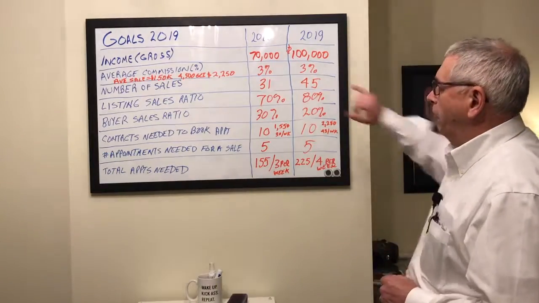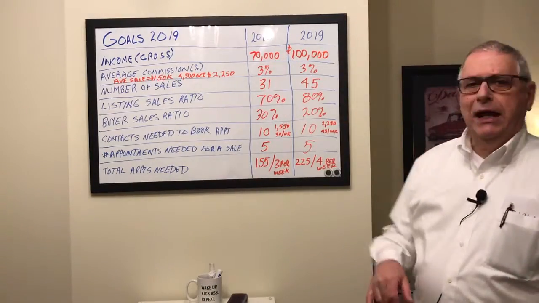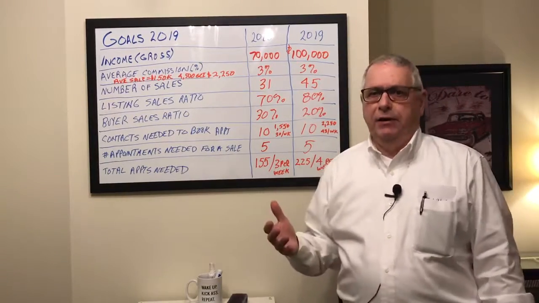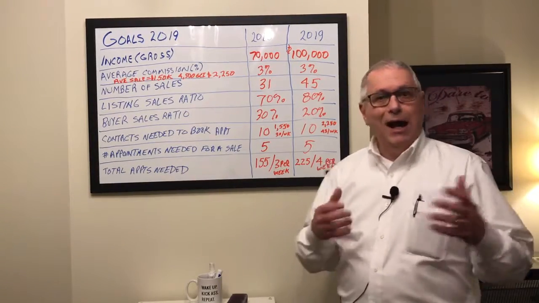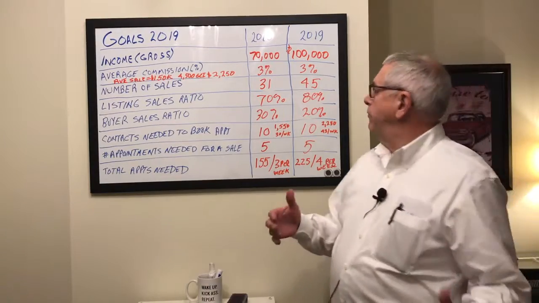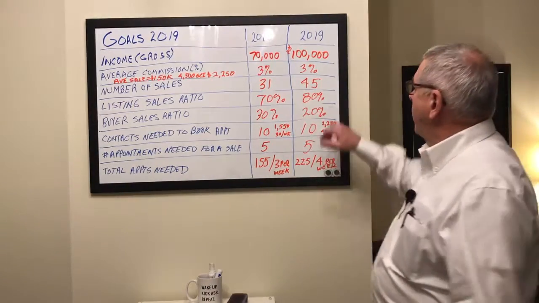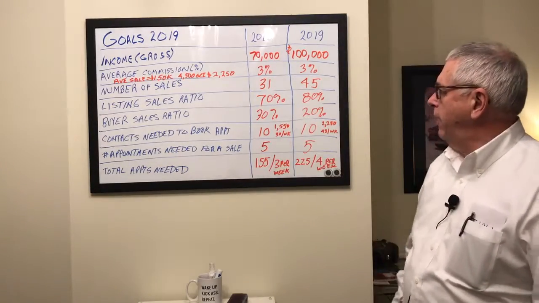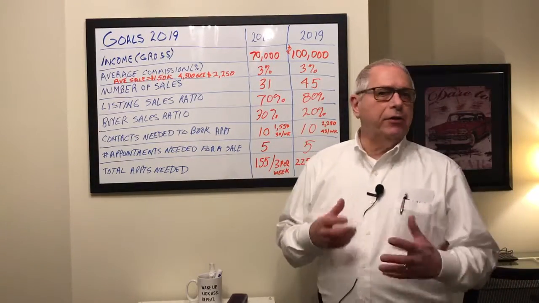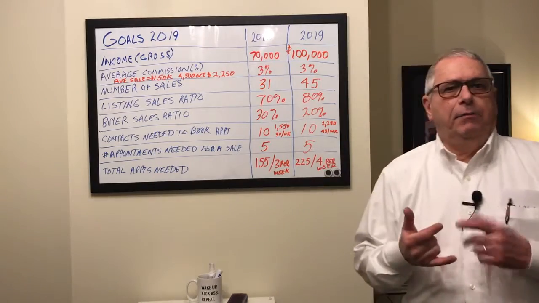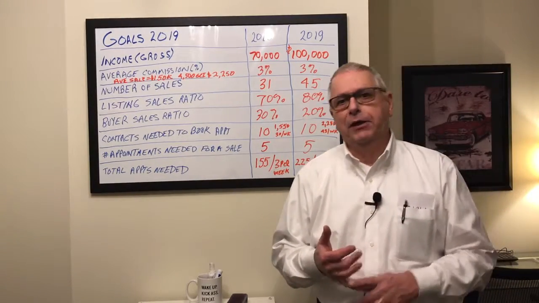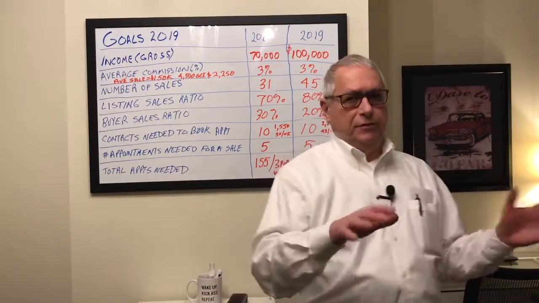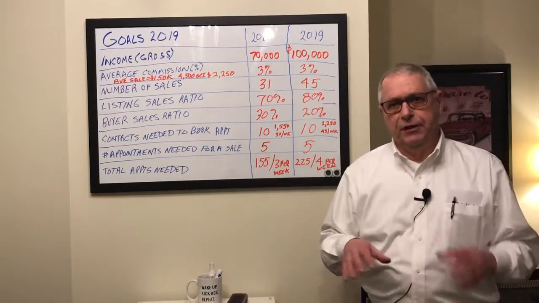Okay, so we know now that we need 45 sales in order to get to our $100,000 in income. So how do we come up with 45 sales? Now, one thing we might want to do is look at our listing to buyer ratio, and it might occur to us that listings are a lot less time consuming than buyers, where you have to drive around and meet them in houses and show a lot of houses and things of that sort.